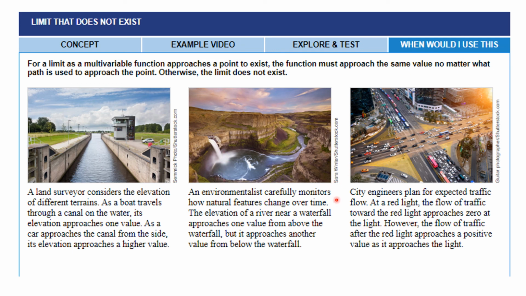The last example here is city engineers planning for expected traffic flow. At a red light, the flow of traffic towards the light approaches 0 at the light. However, the flow of traffic after the red light approaches a positive value as it approaches the light.